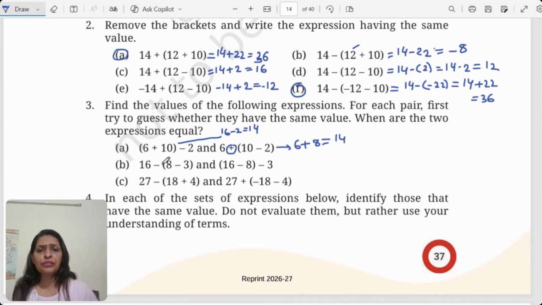So let's see the first one. It is 16 minus 8 minus 3 is 5, and 16 minus 5 is 11. And here, if I want to find out, 16 minus 8 is 8, minus 3. So what has the answer come out? It is 5, and they are not the same.